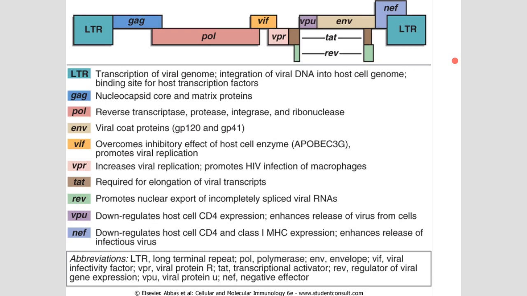So that works for CD4. Okay. Then again, it downregulates host cell CD4 and class 1 MHC expression, enhancing the release. What is the relationship between CD4 expression and class 1 MHC receptor expression? Why are they tied together? This particular negative factor is going to downregulate.